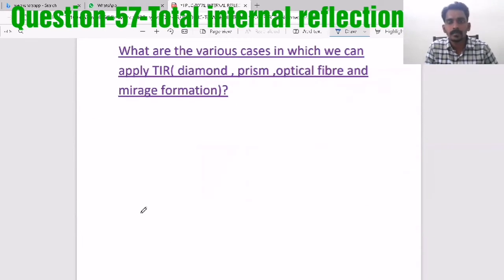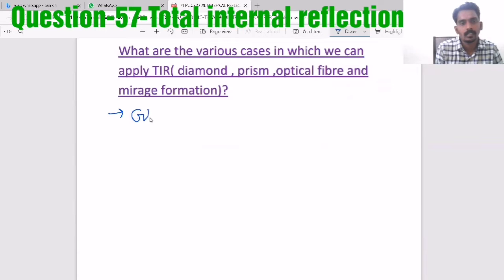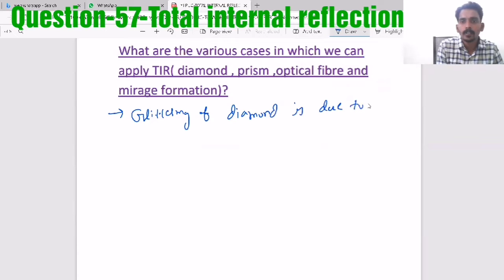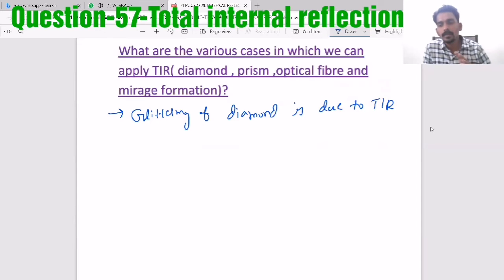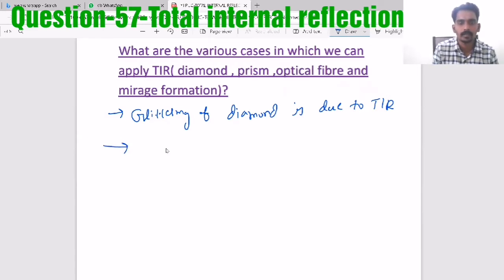Now, what are the various cases in which we can apply total internal reflection? See, the glittering of diamond is due to total internal reflection. The shape of the diamond they cut in such a way that all the light is reflected back within the medium so that it always has more light inside. That is what we call the total internal reflection phenomenon inside the diamond.